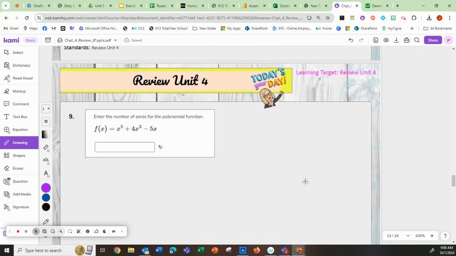Enter the number of zeros for the polynomial function. On this one, I would also suggest that you put this into Desmos, and you're looking for where the graph crosses the x-axis. This just wants the number. So you're looking for the number of times the graph crosses the x-axis. Again, I don't have time to put it in right now. I've got a class that's about to start. So 1, 2, 3, 4. This is not what the graph looks like exactly, but it does cross 5 times. It just says how many. It's not wanting to know exactly where they cross.